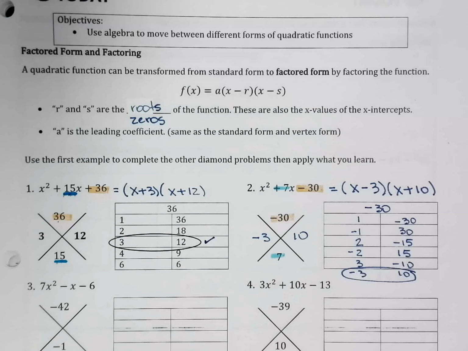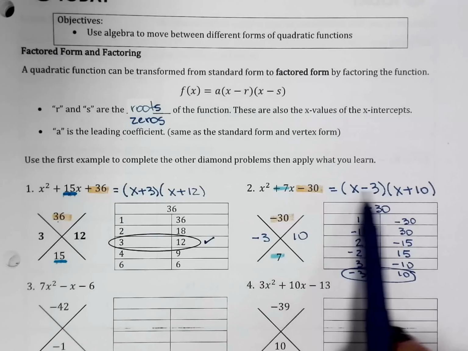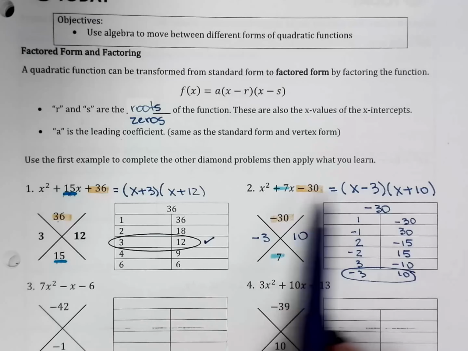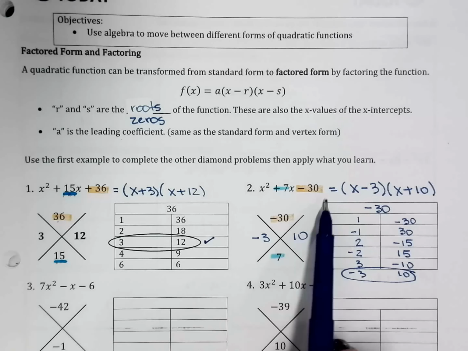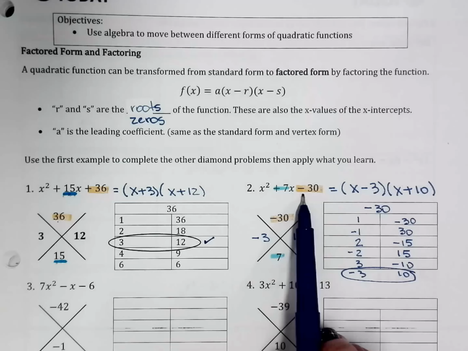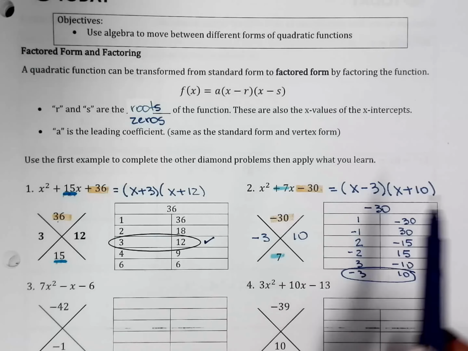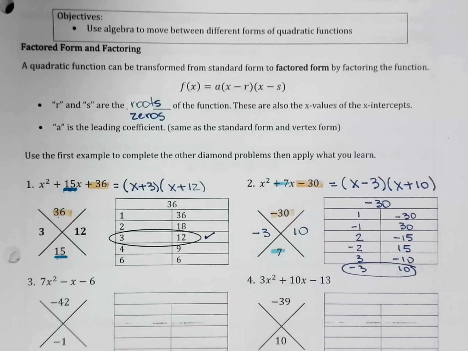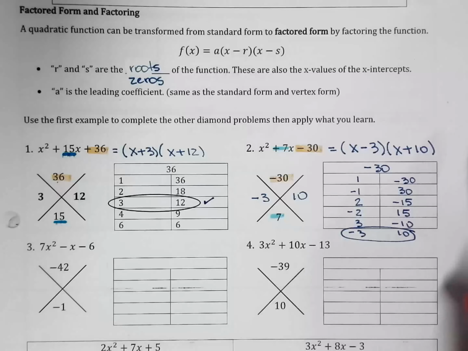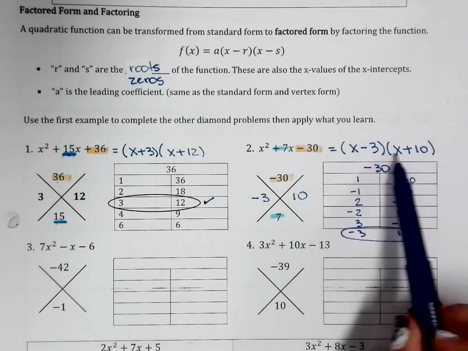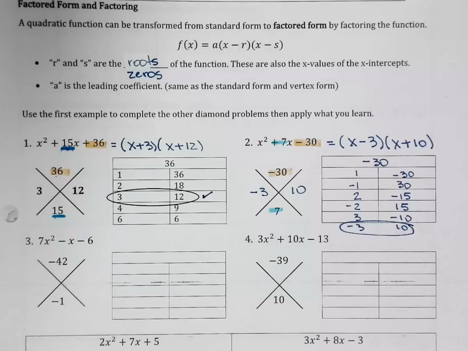And here's the deal. If you're not sure, if you were to do FOIL or box here, you would end up with the original question. Again, that's a way for you to double check your factors right there, if you're not sure. Do you always have to do that? No, but is it good? Yes, because that way you can double check, make sure that you did it right.